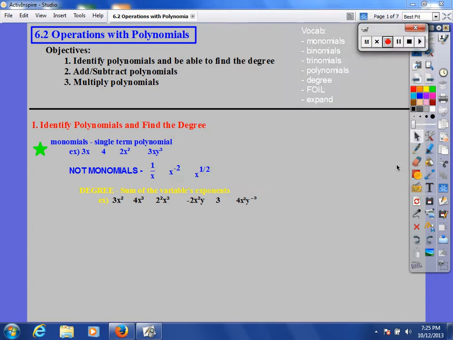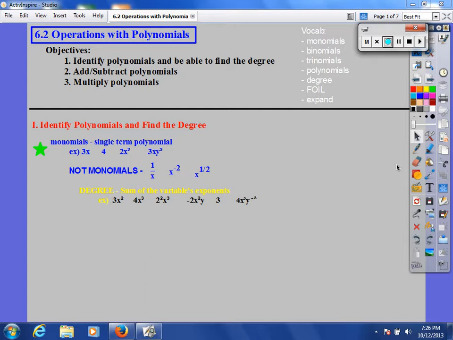Okay, and here in 6.2 we're going to be taking a look at operations with polynomials. We have really three objectives. The first one I believe is probably going to be the hardest of the three, and that's to identify polynomials and be able to find the degree. Then we'll move into addition and subtraction of polynomials, then multiplying polynomials.